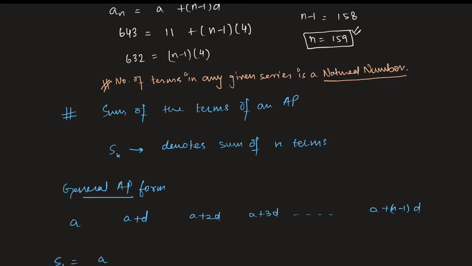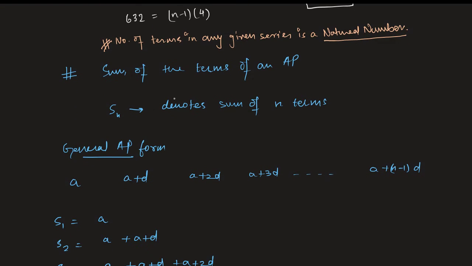Okay, now the general form of an AP can be written as, let's suppose my first term is A, second term would be A plus D, that is the common difference. Third term would be A plus 2D, fourth term would be A plus 3D, and so on.